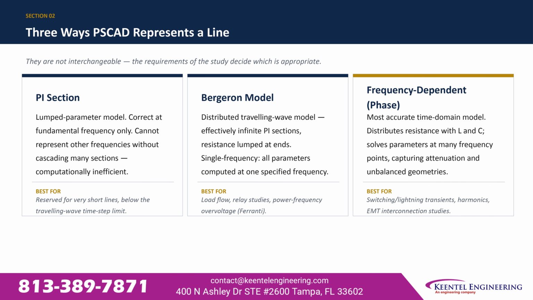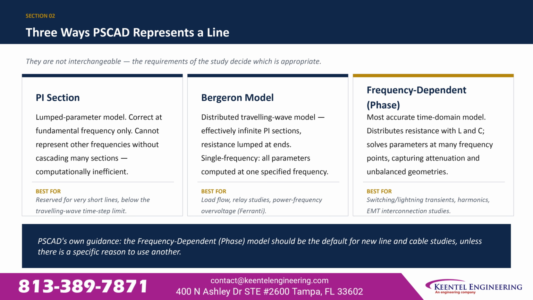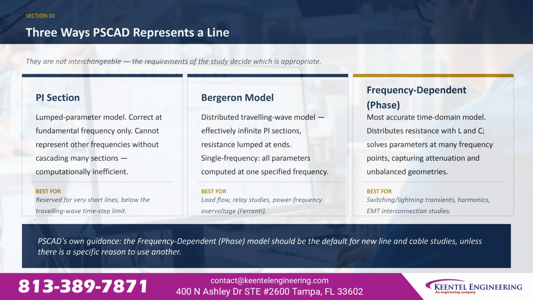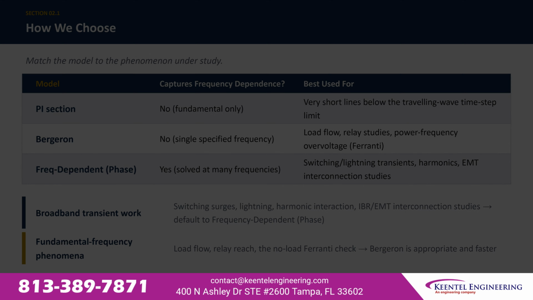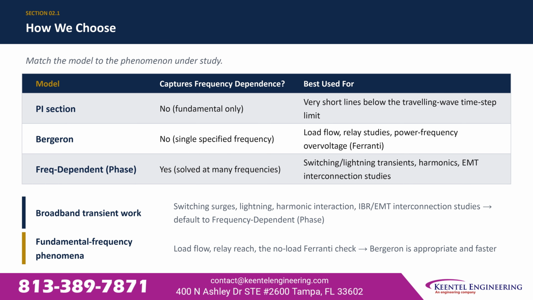The frequency-dependent phase model is the most accurate option. It distributes resistance with inductance and capacitance and solves parameters across a wide frequency band, capturing attenuation and unbalanced geometries single frequency models miss. PSCAD's own guidance is that this should be the default for new line and cable studies. The rule is simple: match the model to the phenomenon.